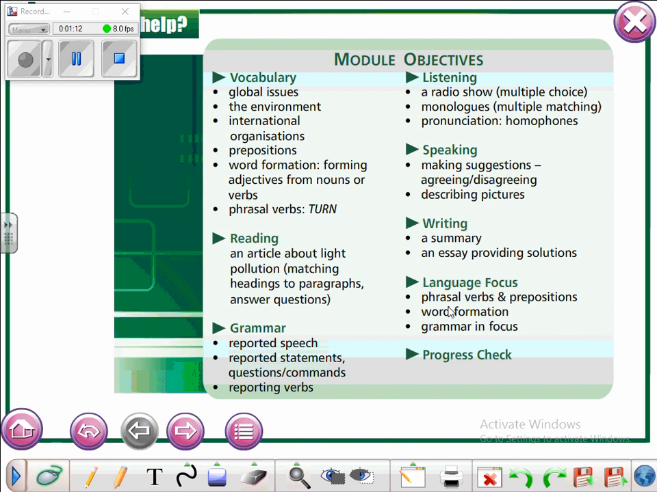And then going to the language focus, this is about extra exercises about what you have learned in the whole module. And to the progress check, if you remember, we answered together in the class. You check yourself, or you check your progress, and then you give yourself the marks.